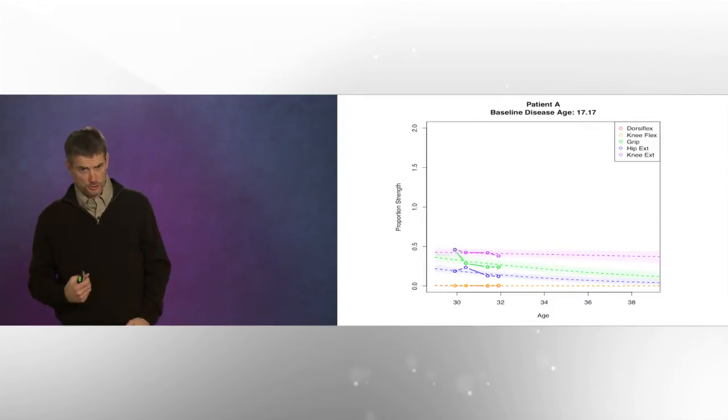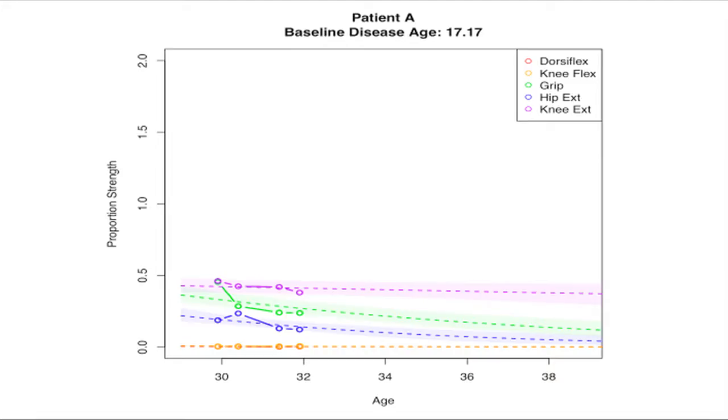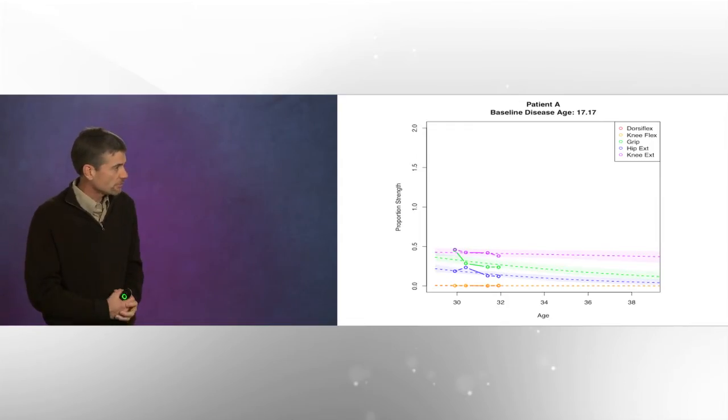Here are the individuals we looked at before. This was patient A, where you saw their estimates. The ones that are zero are predicted to stay that way over the next 10 years. And we can predict the mean decline for each muscle over 10 years with a confidence interval around that prediction as well.